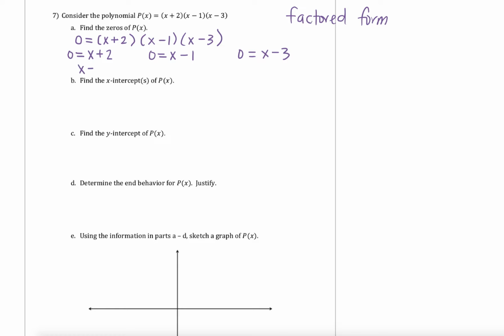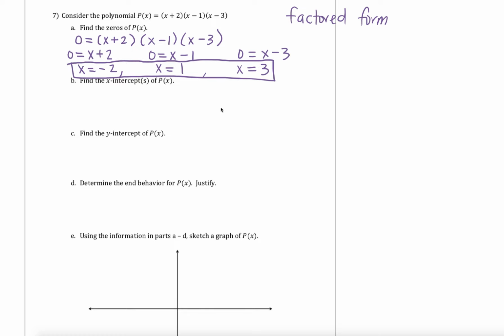So for our first one, we'll get x equals negative 2. So x equals negative 2 is a 0. My next one would give me x equals positive 1. And for the last one, we'd get x equals positive 3. Those right there are all of my zeros of this polynomial p of x.